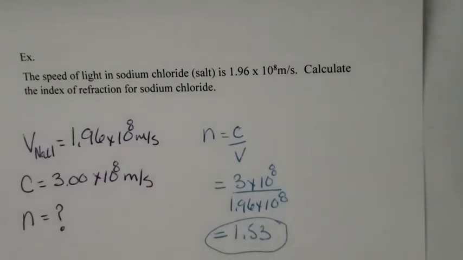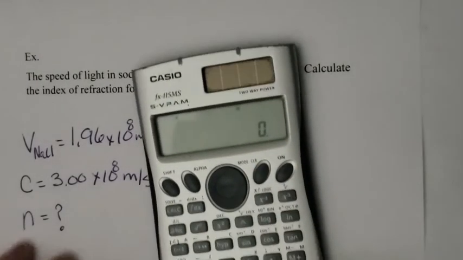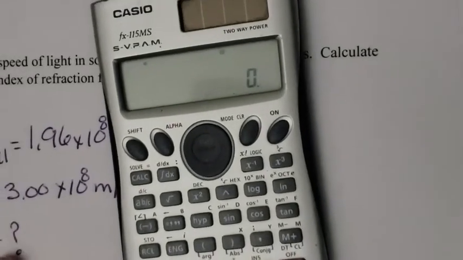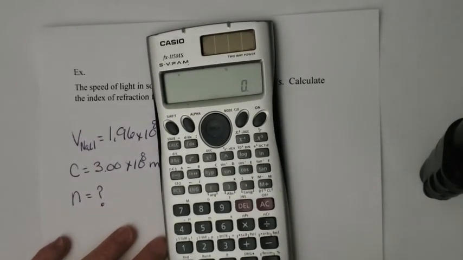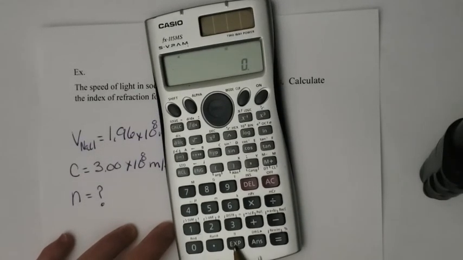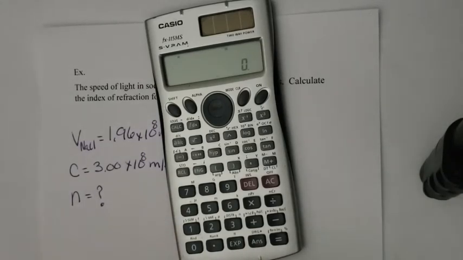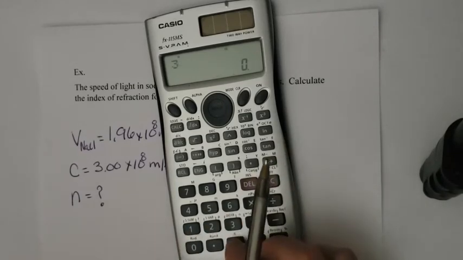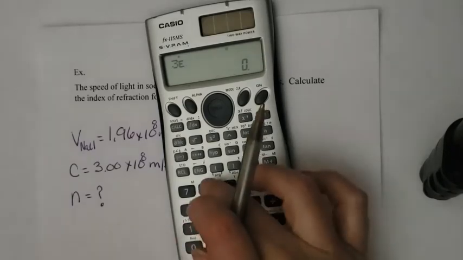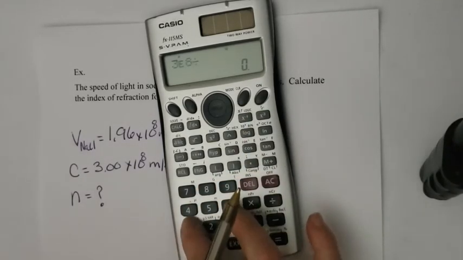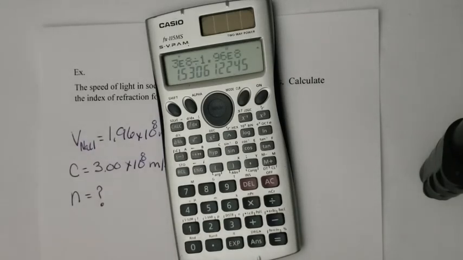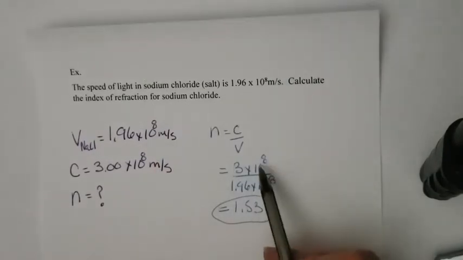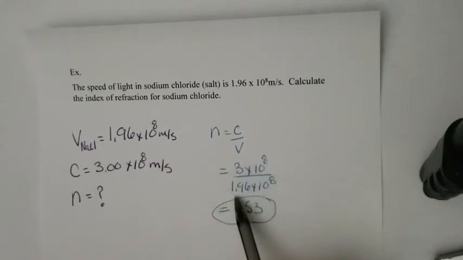There is a way to do the scientific notation on your calculator, and I will help you with this when we get back to class. I need to make this just a little smaller so you can see all the buttons. On most calculators, there's a button that says either EXP or EE, and you just hit that button. If I were to repunch this in, I would go 3, then hit the EXP button, which does the times 10 to the, and you put the number in, 8, divided by 1.96, hit the EXP, 8, and it gives you the exact same answer. It's still 1.53. If you realize that the powers of ten cancel out, you could simply go 3 divided by 1.96.